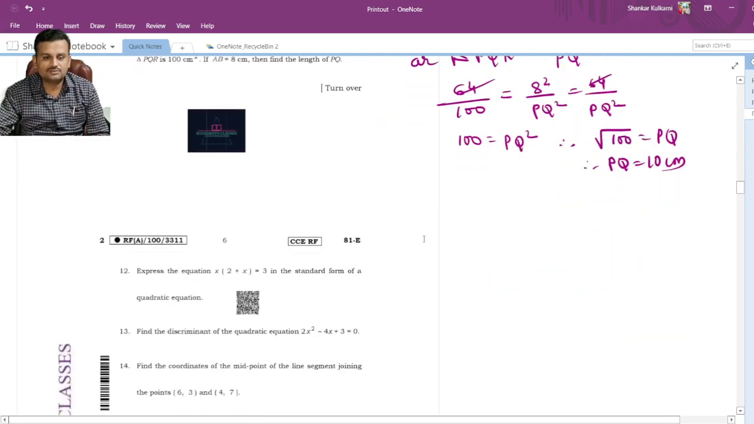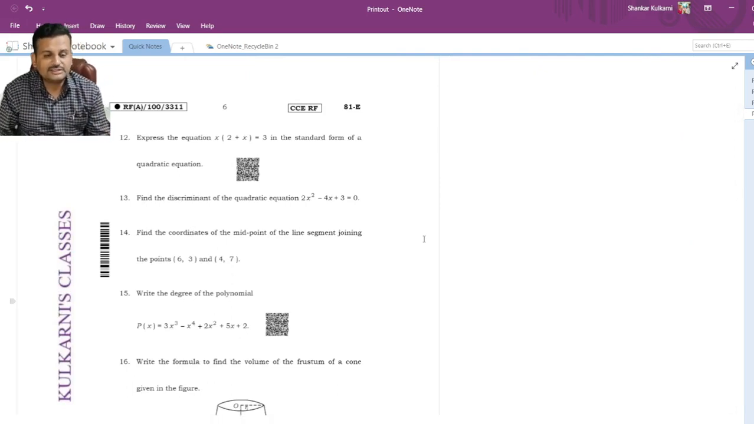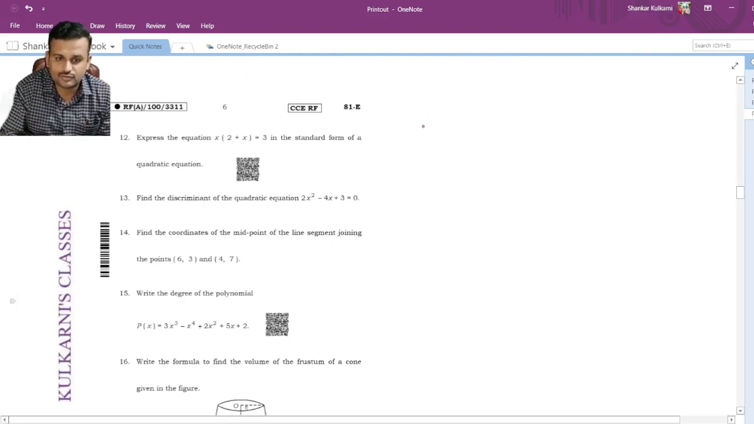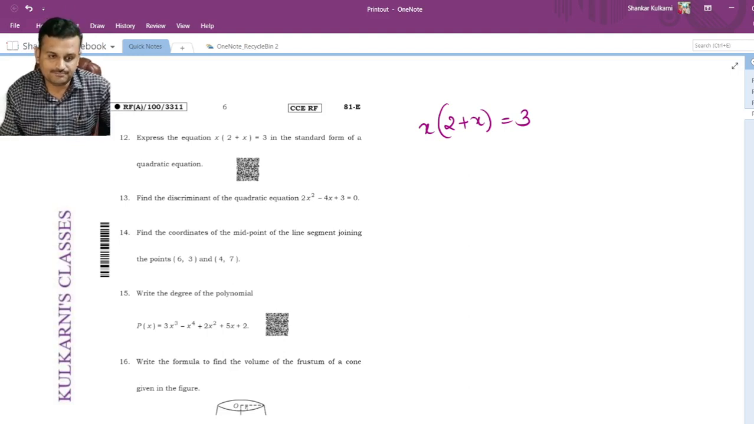Okay. Now let us move to the next question. Question number 12 is very simple. Express the equation in the form of a quadratic equation. So they have given one equation here. First observe the equation: x into the bracket 2 plus x is equal to 3. So how is the standard form of quadratic equation? First let us write it.